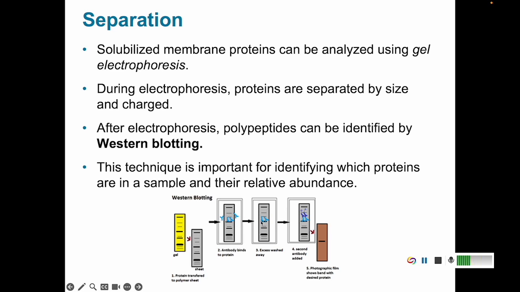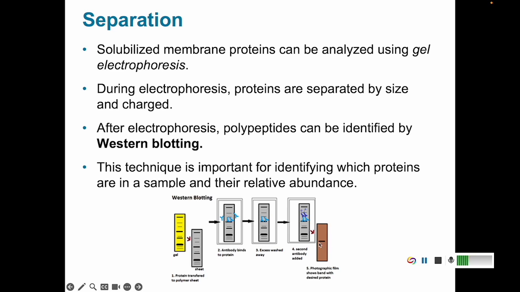Then you have these little blue things that are supposed to be antibodies. The antibodies are going to bind to the specific protein. So if you're looking for bacteriorhodopsin, you use an antibody for bacteriorhodopsin. You take an antibody specific to the protein or the polypeptide you're looking for, and it's going to bind to your protein layer. And then you can take a picture of it, and your antibodies are going to fluoresce and give you a line here.